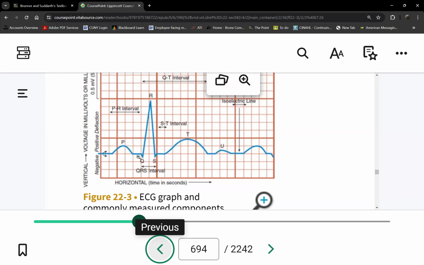Okay, so therefore, since the Q wave started here, that's the end of the PR interval. All right, what's the normal measurement? 0.12 to 0.2 seconds. Okay. So it's from here to here. Now, what is the significance of a PR interval?